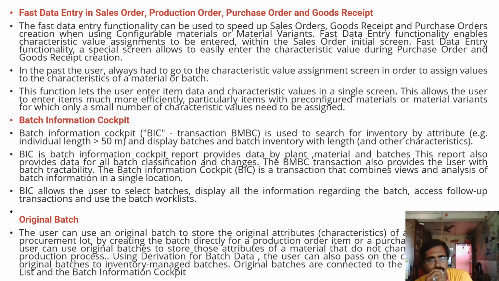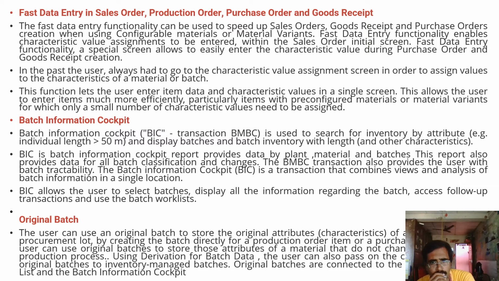And now we have the original batch, the origin of the batch. The user can also use an original batch to store the original attributes, meaning characteristics, of a production lot or a procurement lot, by creating the batch directly for a production order item or a purchase order item. The user can also use original batches to store these attributes of a material that do not change throughout the production process. Using batch derivation for batch data, the user can also pass on the characteristics from the original batch to the inventory managed batches.